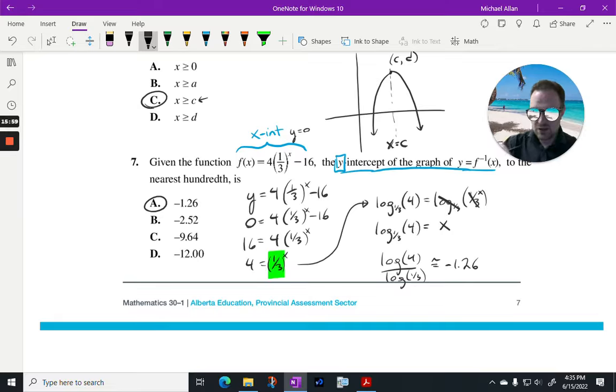There you go. Now you could have just found the inverse, which would involve the same steps as what we did here: add over the 16, divide by 4, and take the log of both sides. But you just have a y left in your equation. That's fine.